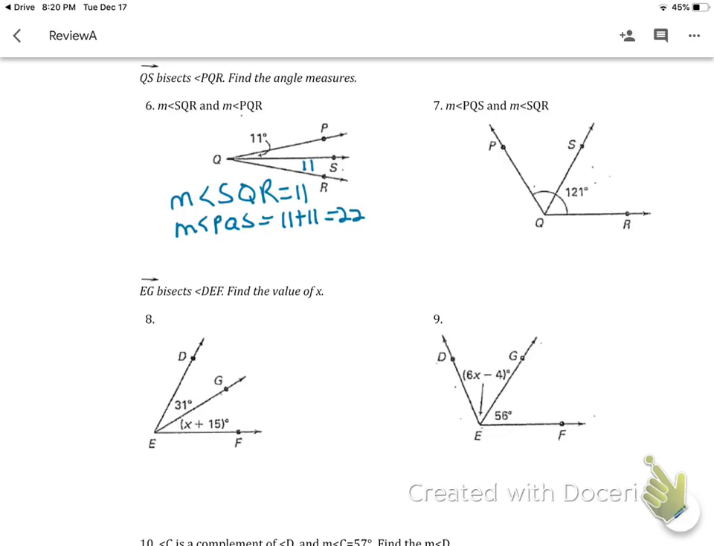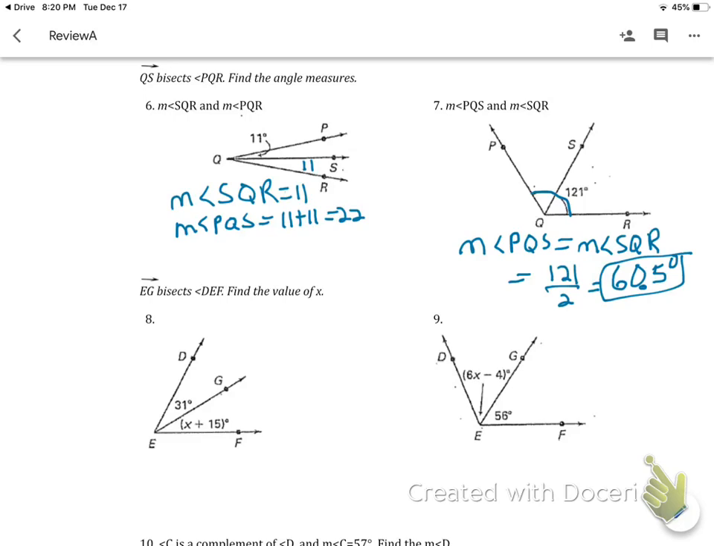Here is the reverse of what we just had. Instead of having one of the smaller angles, we actually have one giant angle measure. You see how it's a continuous arc all the way down. So here we know that this is going to be bisected, so it's cut in half. So to find either of these angle measures, we know that the measure of angle PQS is equal to the measure of angle SQR, which is equal to half of 121, 121 divided by 2, which should give you 60.5 degrees.